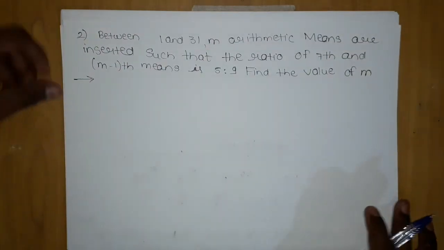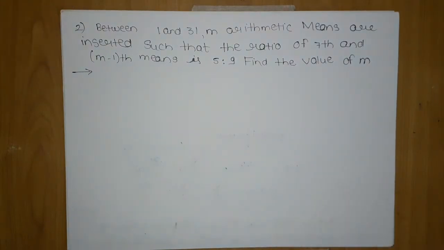The next question is this. Okay, the next question is this, which says between 1 and 31, m arithmetic means are inserted such that the ratio of the 7th and (m minus 1)th mean is 5 by 9. Find the value of m. So we want to find the value of m, for which the ratio of the 7th and (m minus 1)th mean is 5 by 9. Okay, so let's just understand.